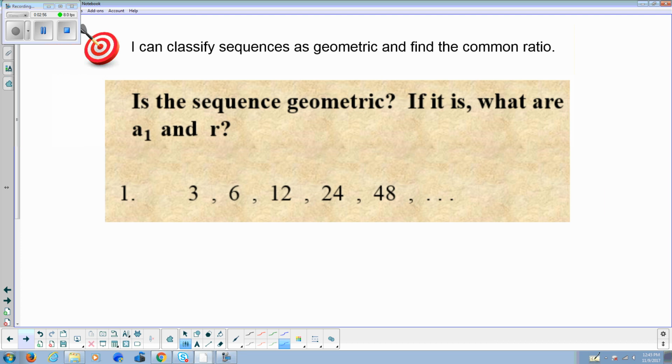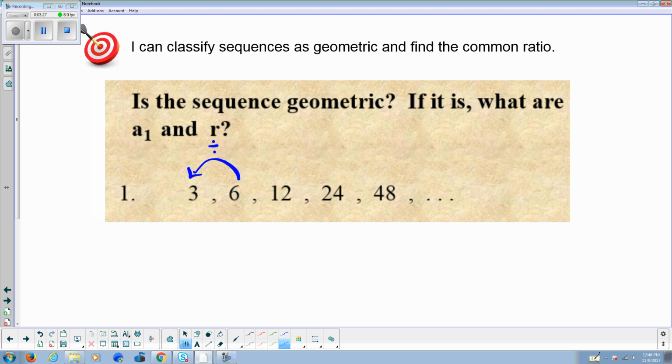Our first question says, is the sequence geometric? That's a yes or no question. And then if it is, what are A_1 and R? So first, let's determine if this particular sequence is considered geometric. Well, in order to determine that, if you remember in arithmetic sequences, we looked for a common difference by subtracting a term by the term in front of it. For geometric sequences, we're going to divide by the term in front of it.